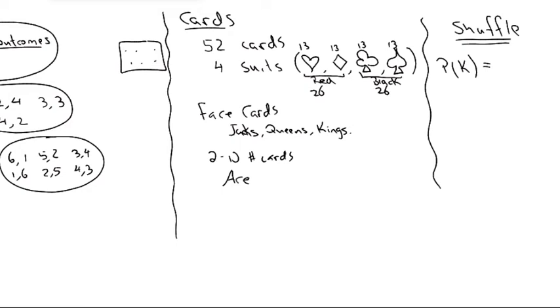4 out of 52. There's 4 kings in a deck of cards, so that would be your number of events. And there is a total of 52.